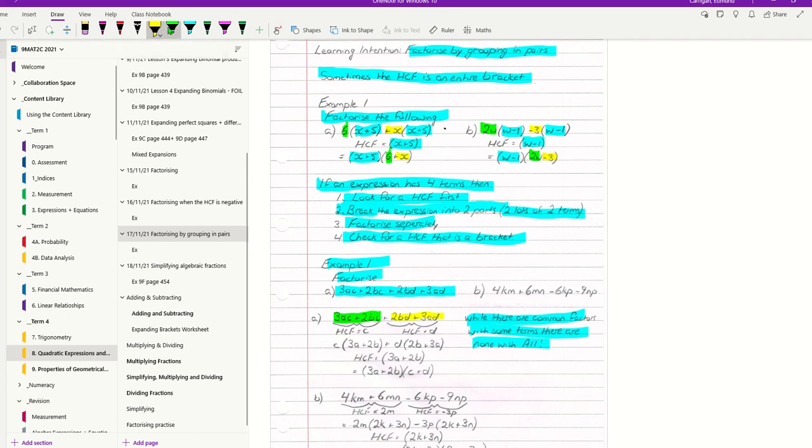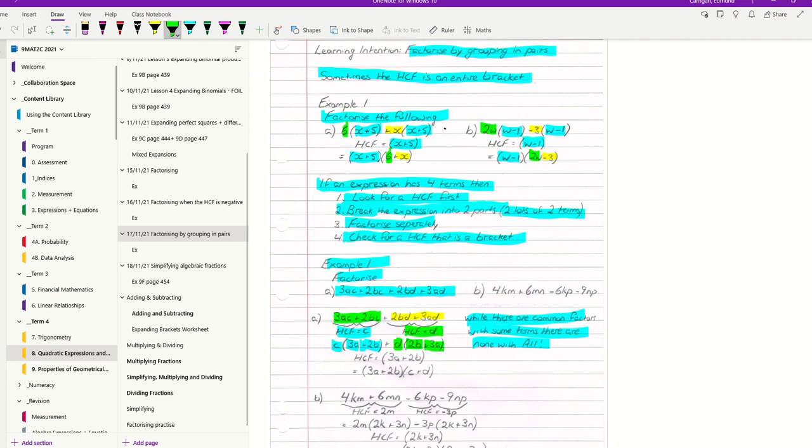Now for my first one, my HCF is c. So I'm going to end up with c outside of, looking at my first term, I need to multiply it by 3a to get back to 3ac. I've got a plus, and then looking at my second term, I need to multiply it by 2b to get to 2bc. Looking at my next lot, 2bd plus 3ad, my HCF is d. Put the d outside. If you like, divide the first term by d or take d away from the first term. We've got 2b. Take d away from the second term.